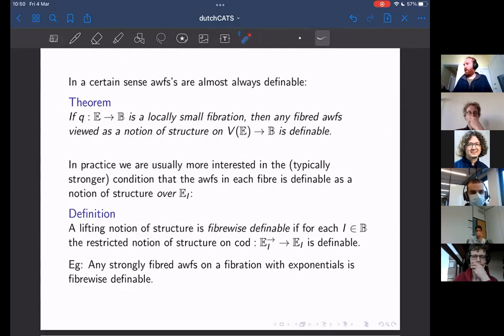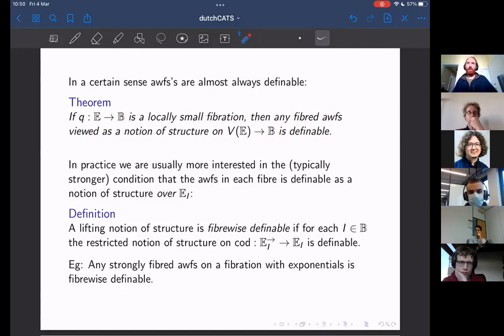In one sense, we can get definability of algebraic refactorization systems for free from local smallness. If you have a locally small fibration, then any fibered algebraic refactorization system, viewed as a notion of structure over the base B, is definable. That's for free, but in practice that's not actually what we want.